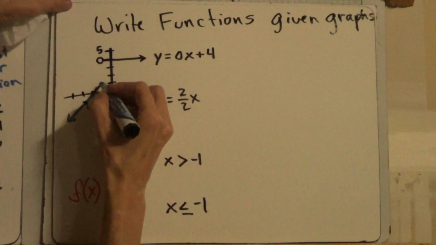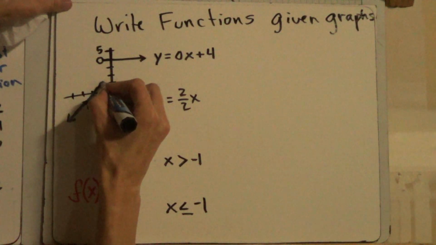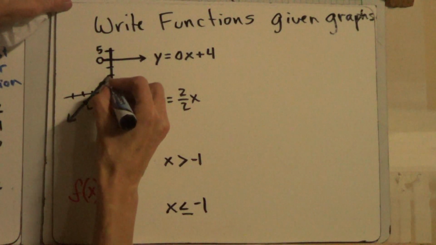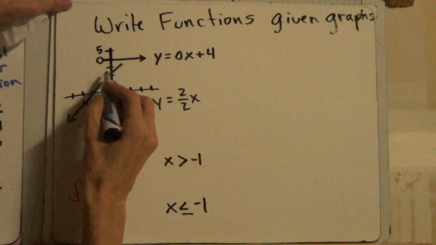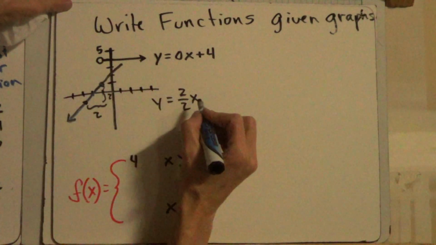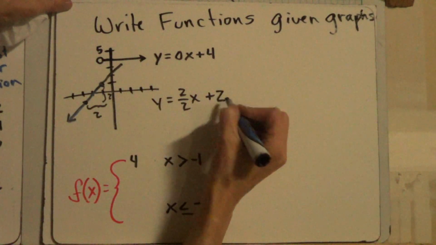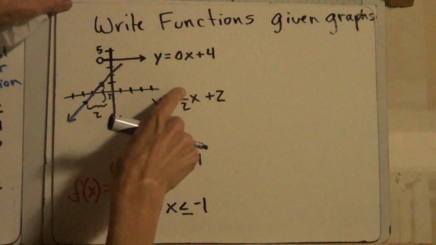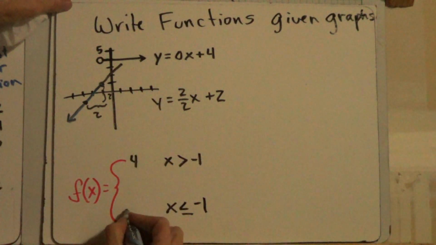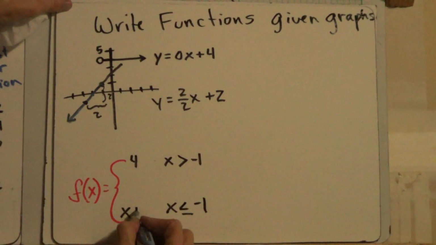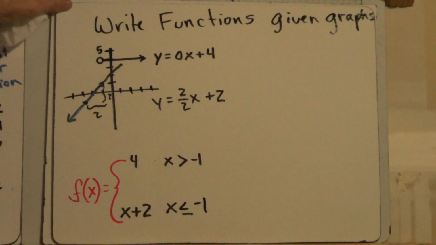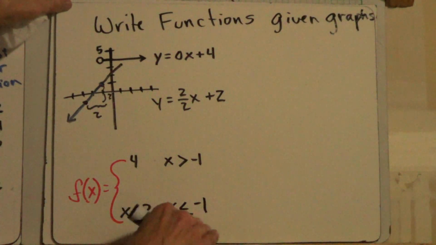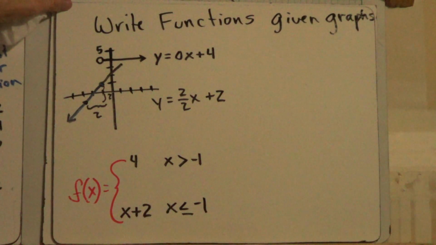Now I would extend that. It's a 1, 1. I'd extend that, it crosses at 2. 2 over 2 is equal to 1, so I would just reduce that to x plus 2. That is your equation. You do have to be able to find your equations on these and make sure to put in your windows. Not too tough.